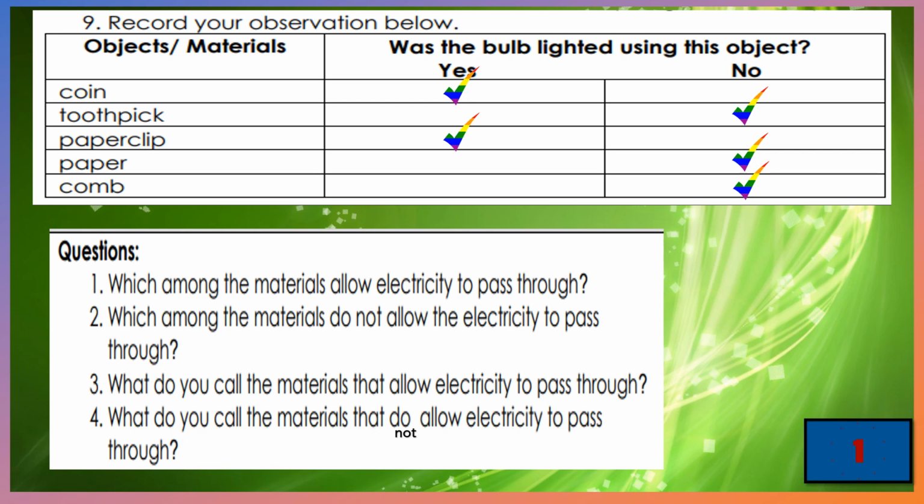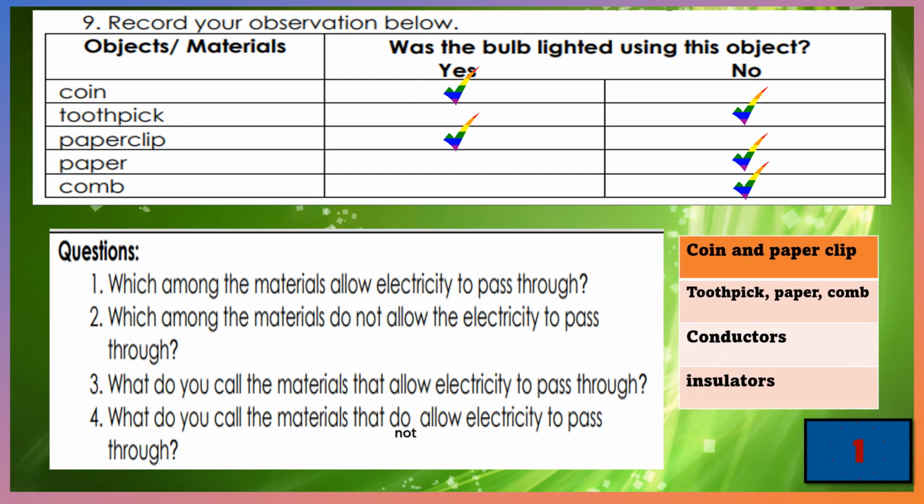So in the first one, which among the materials allow electricity to pass through? So we have the coin and paper clip. And then for number 2, which among the materials do not allow the electricity to pass through? We have the toothpick, the paper, and the comb. And for number 3, what do you call the materials that allow electricity to pass through? The answer is conductors. And what do you call the materials that do not allow the electricity to pass through? The answer is insulators.